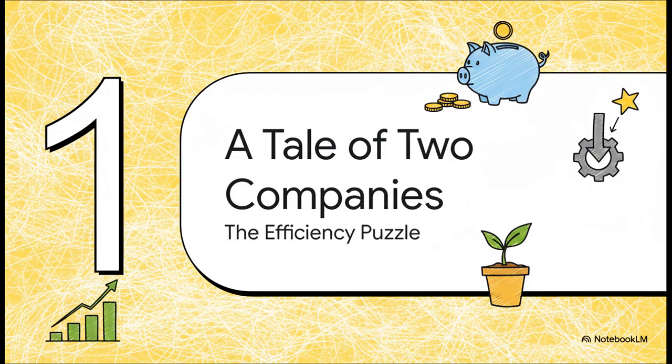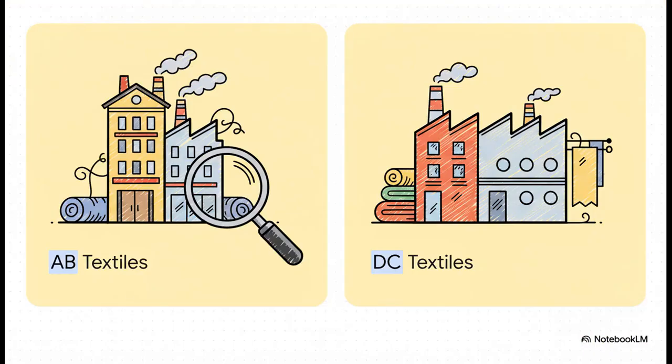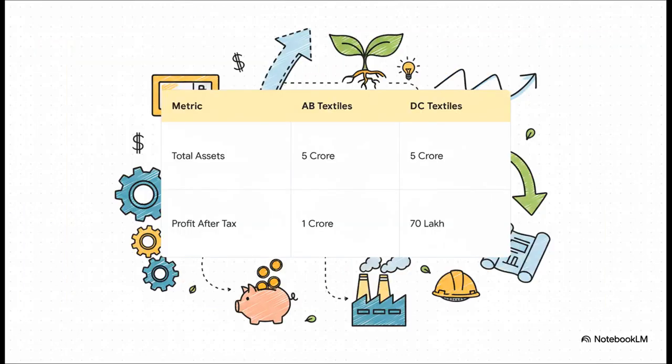Okay, so to really get our heads around this, let's jump into a classic little story, a tale of two companies. It might seem simple, but believe me, this scenario perfectly illustrates the exact puzzle that investors are trying to solve every single day. So, picture this. An investor is looking at two companies. They're in the exact same business, the textile industry. We'll call them AB Textiles and DC Textiles. Now, if you just look at the surface, these two companies look like twins.